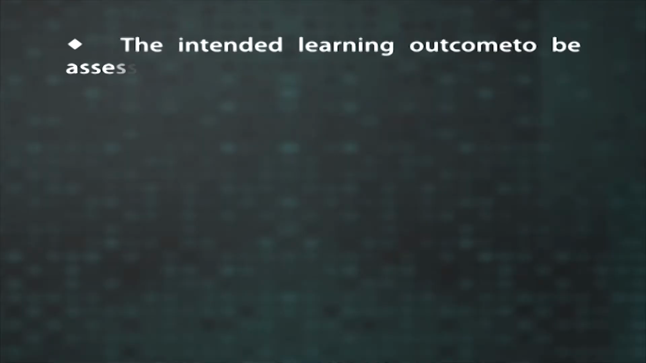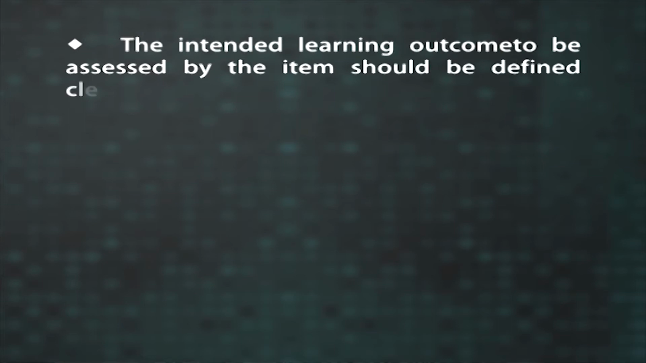If the question is poorly constructed, students may find it difficult to understand what they are expected to answer. Here are a few guidelines on how to construct essay questions effectively. The intended learning outcome to be assessed by the item should be defined clearly and unambiguously. If the learning outcome is not clear, the item is likely to assess a skill or trait which is quite different from what it intended to assess.